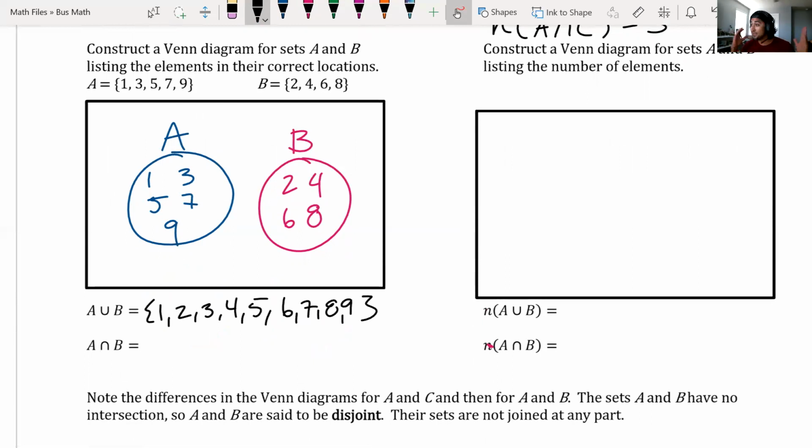Okay, the outer rectangle represents the universal set. The elements in A are also contained in that universal set.